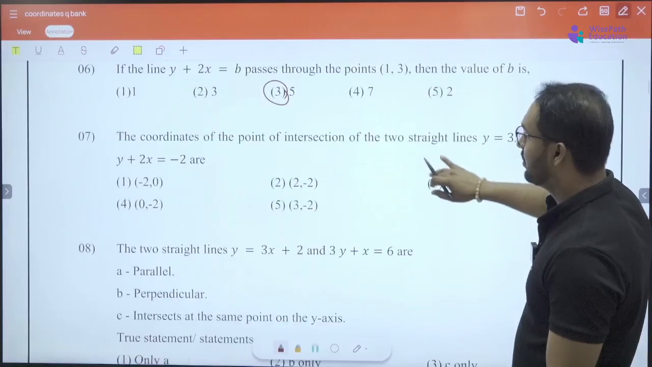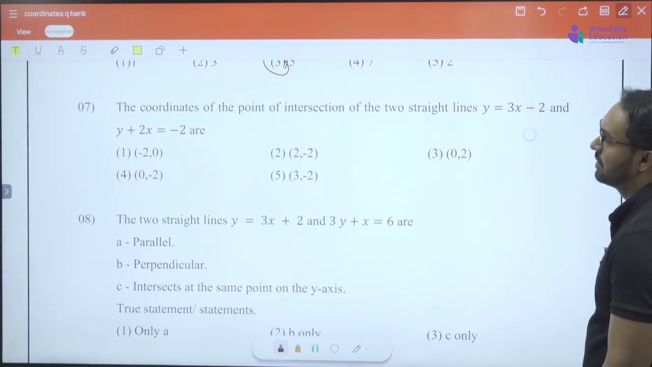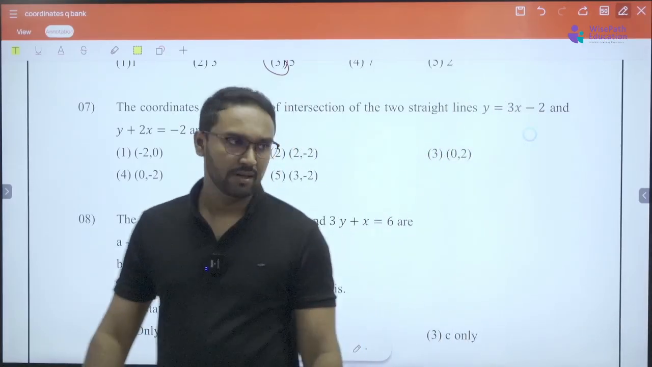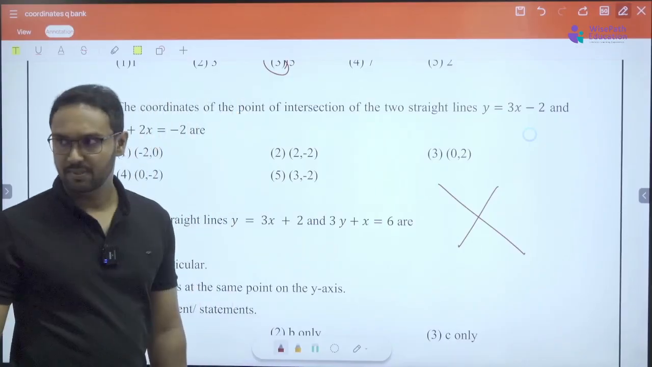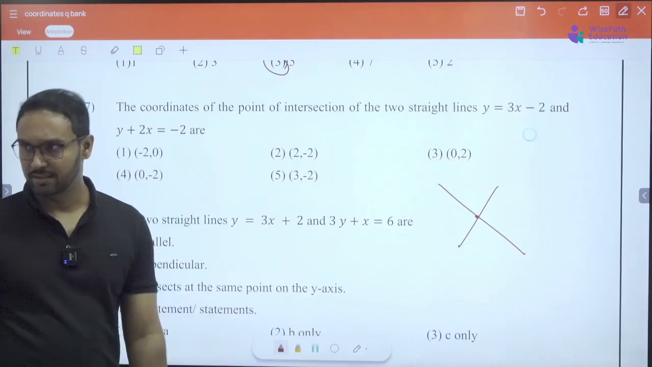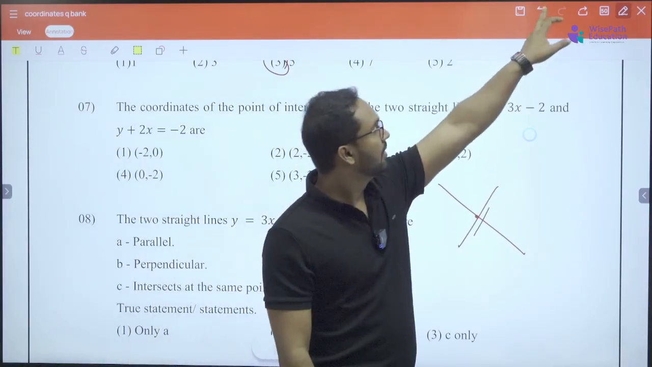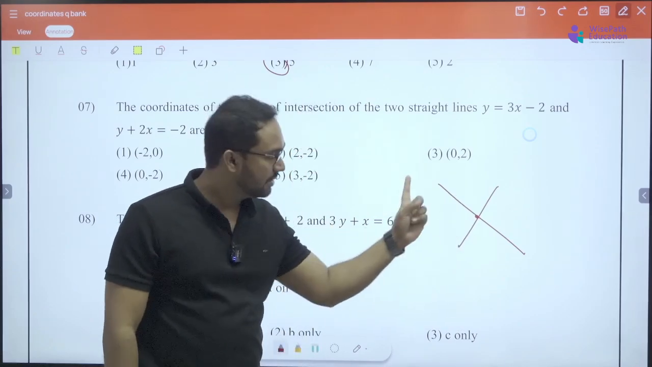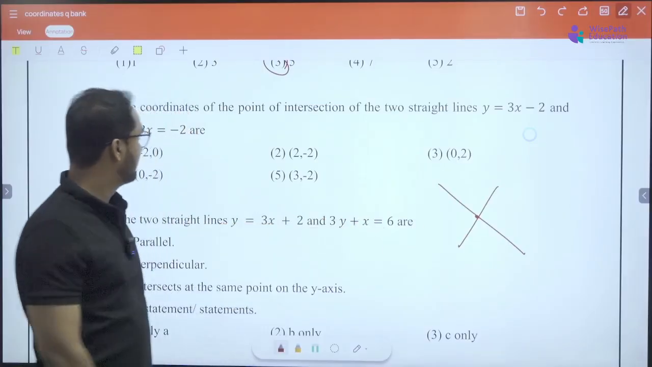The coordinates of the point of intersect of the two straight lines y equals 3x minus 2 and y plus 2x equals minus 2. If you are given two lines crossing each other, there has to be an intersect, right? This point is the intersect of the two lines. This line is one of the equations, this line is the other equation.